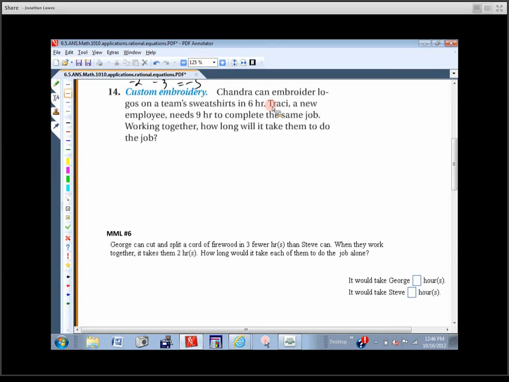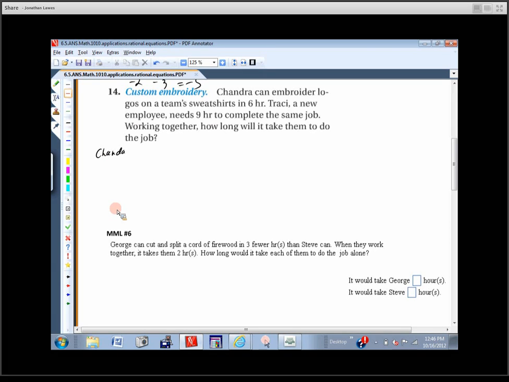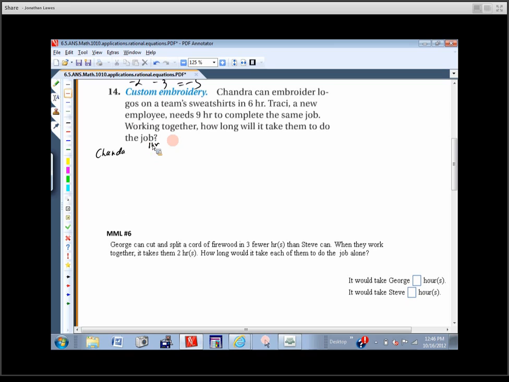Okay. So there are a couple different ways that we can do this problem. So I want you to think about it this way. Let's talk about what Chandra can do, and then we'll use this to understand why we set them up this way. Let's say we give her 1 hour. What fraction of the job will Chandra get done in 1 hour? Just Chandra, no help or anything. It takes her 6 hours to get the job done. If we give her 1 hour, what fraction does she get done?